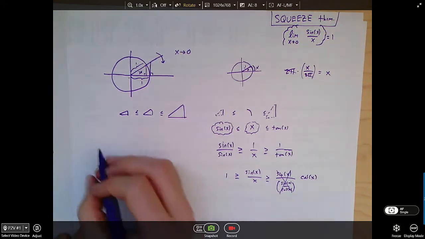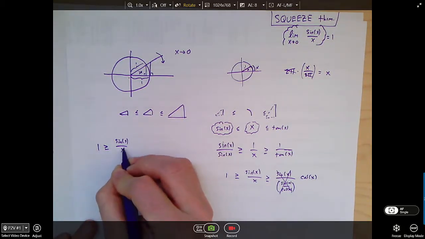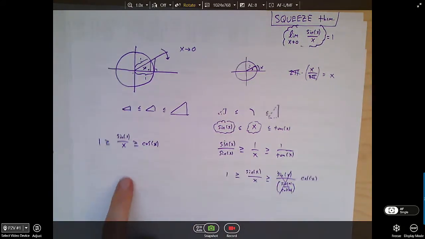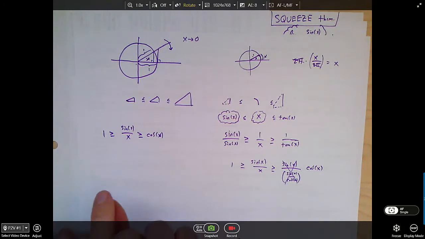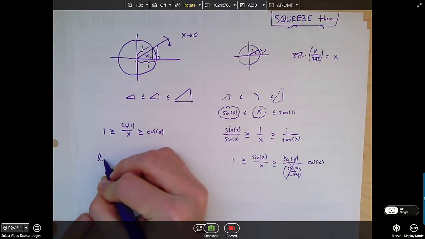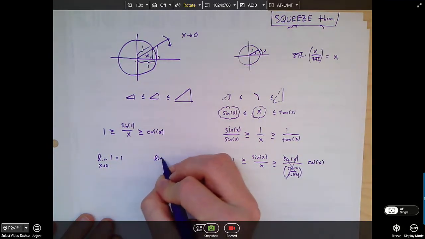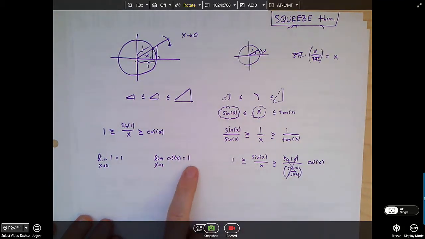So now we've got the first ingredient for the squeeze theorem argument. We have that 1 is greater than or equal to our function, and our function is greater than or equal to cosine x. The second thing we need to show is that the limit of the upper and the lower bound both approach the same value. So the limit as x approaches 0 of 1 is clearly 1. The limit as x approaches 0 of cosine x is also clearly 1 because cosine is a continuous function, so there's no problem. You can just evaluate it directly at 0 by plugging it in.